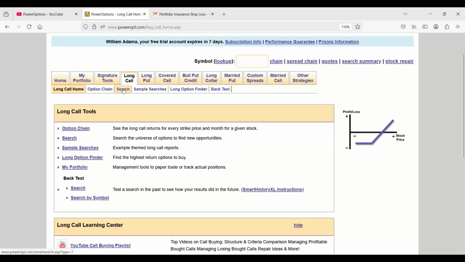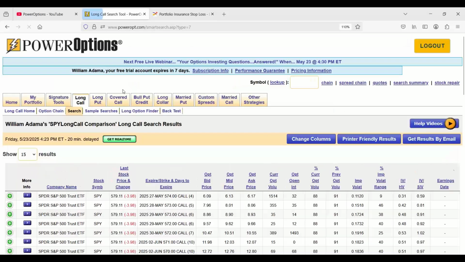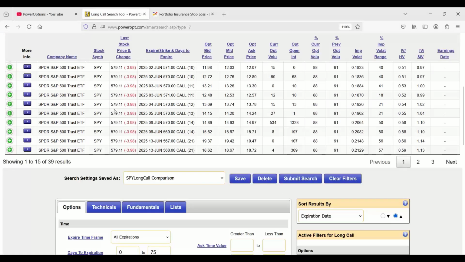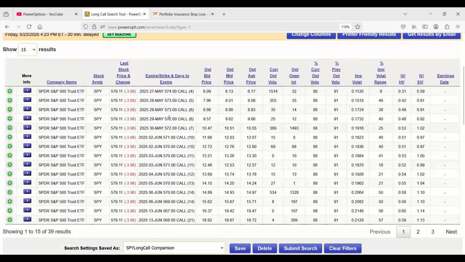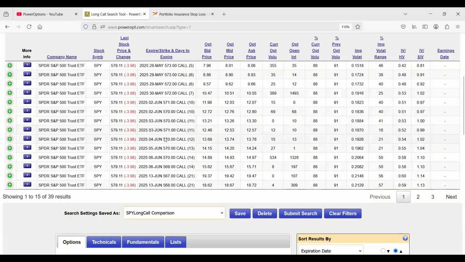Now, the main power of the PowerOptions tools in all 23 strategies is the patented search tool. Let's just go ahead and click on that. And when I click on the search tool, this pulls up a default set of criteria. Now, what you're seeing here is something from a webinar we did. We're on the webinar account, so we did a comparison a few weeks ago, maybe even about a month and a half ago, on analyzing the returns of 1 week out, 2 week out, 3 week out, 4 week out long call positions at the money, I believe.